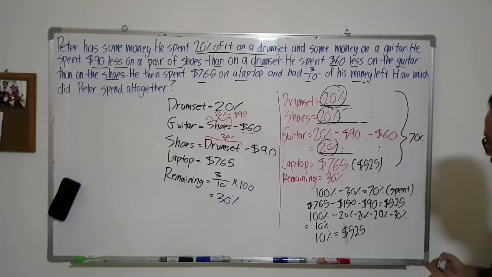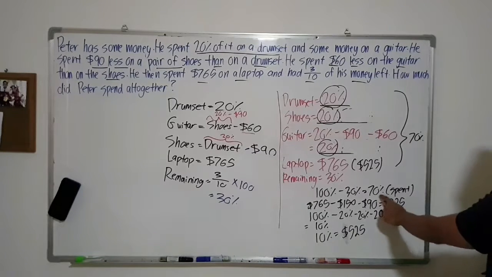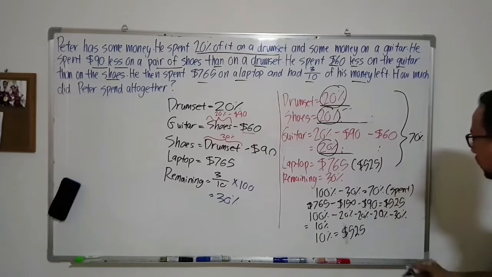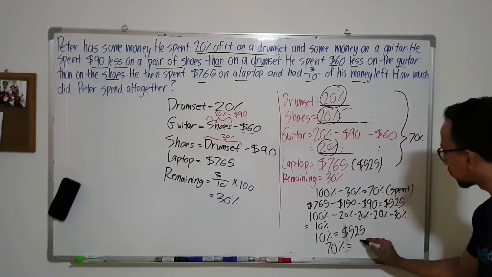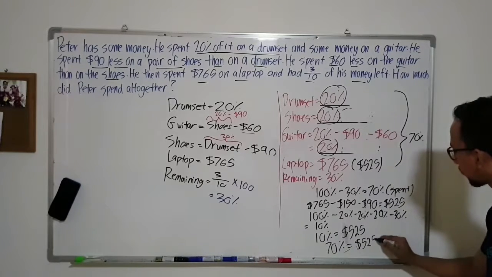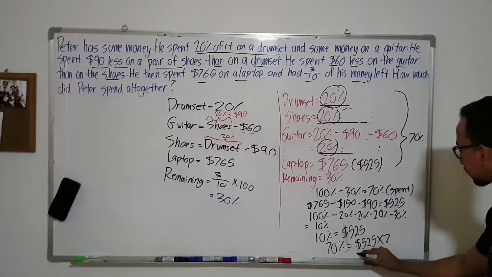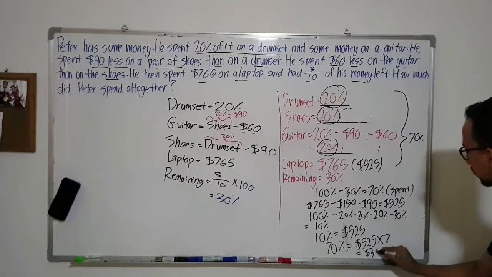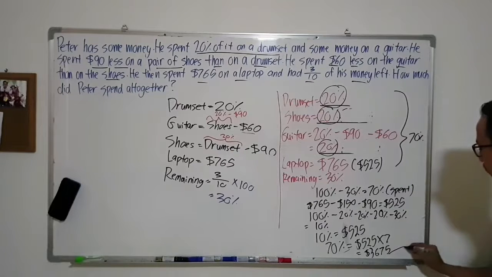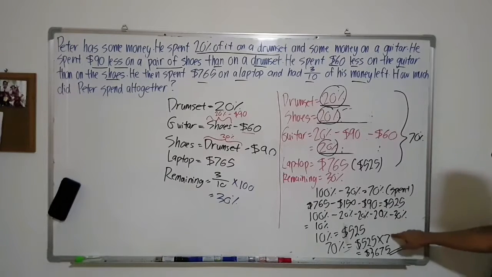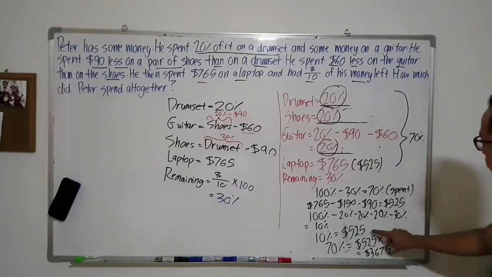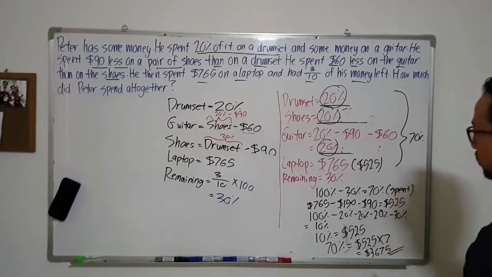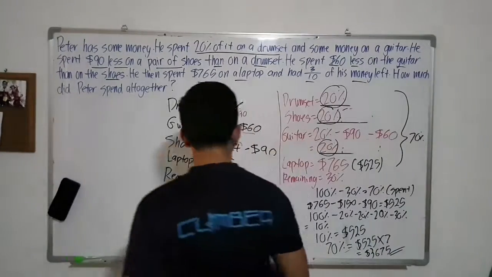So now the question is, how much did Peter spend altogether? Now you know that he spent 70% of his money altogether. So you can just find out 70%. 70% equals to 525 times 7, which equals $3,675. Why do I times 7? Because from 10 to 70, you just times 7. So one side times 7, the other side also times 7. So that's how you solve a question based on substitution.